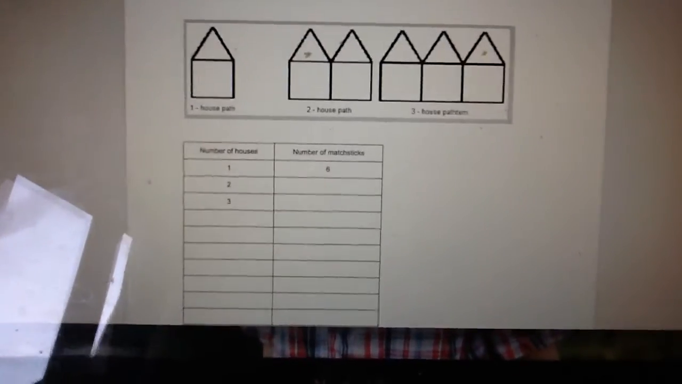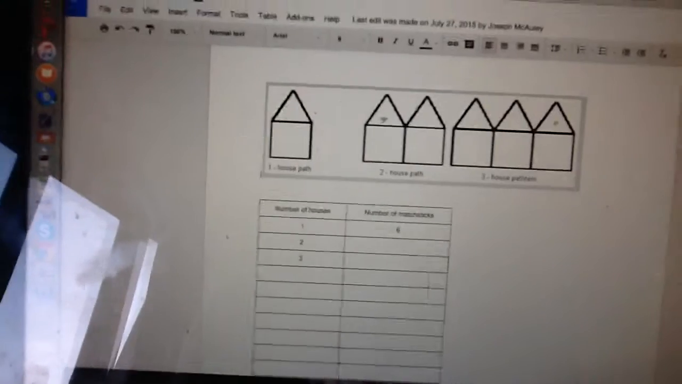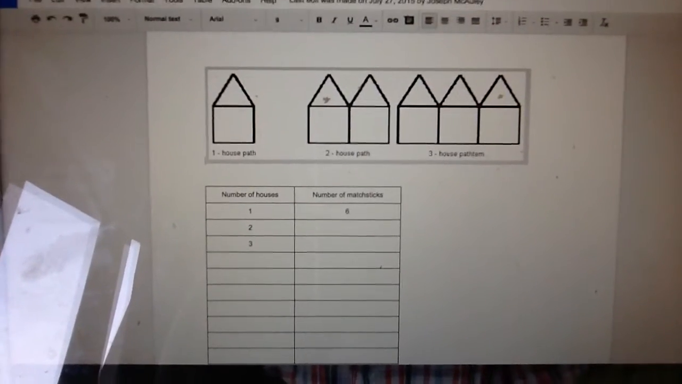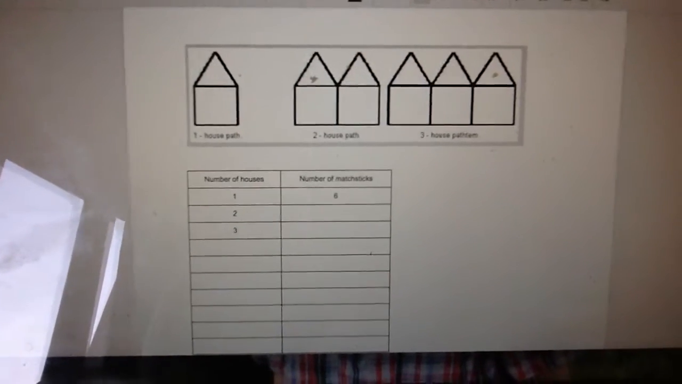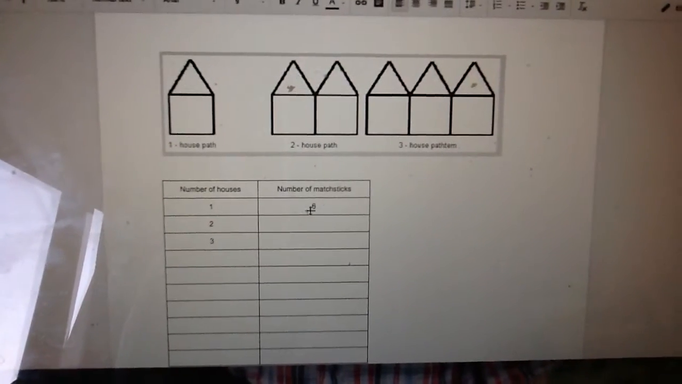The first part of my pattern here, there is one house, and if I count all the matchsticks that are used, there are six matchsticks used. So that's why I put 6 in this part of my table.